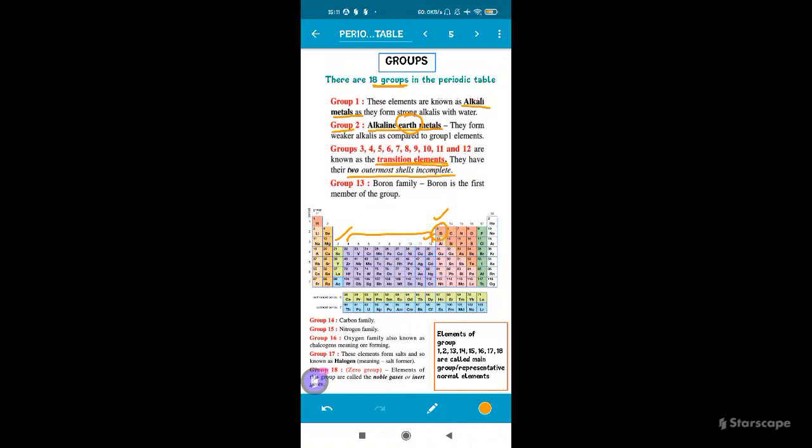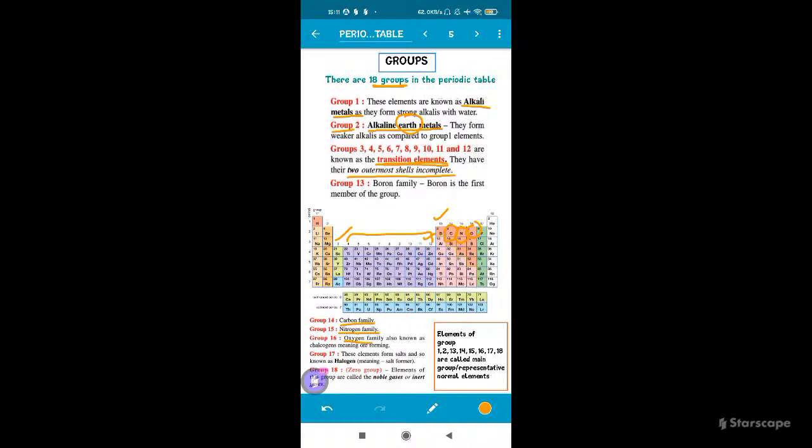Now talking about group 13 elements, as you can see, the first element in this group is boron. So this group is known as the boron family because the first element is boron. Next we talk about group 14, in which carbon is the first element, so it is called carbon family. Group 15 is called nitrogen family because nitrogen is the first element. Similarly, group 16 is known as oxygen family.